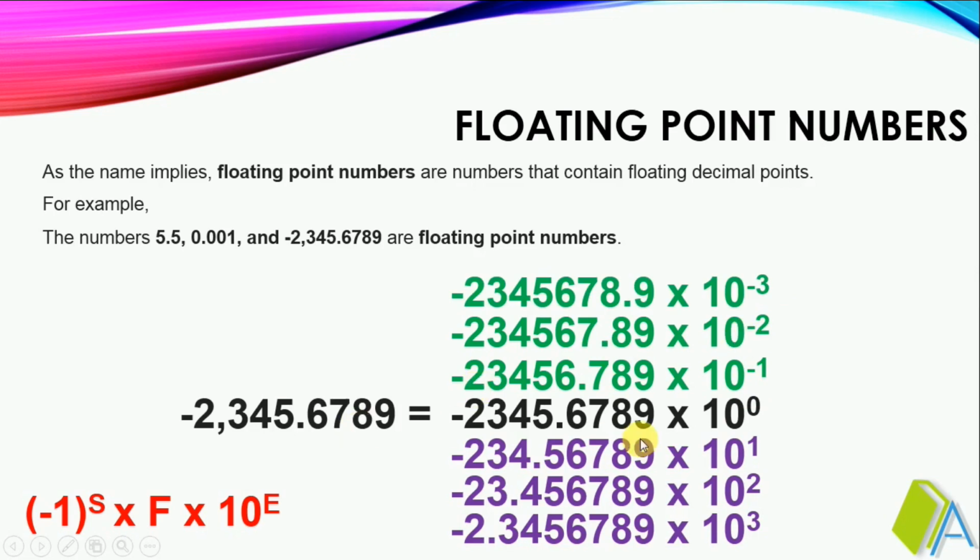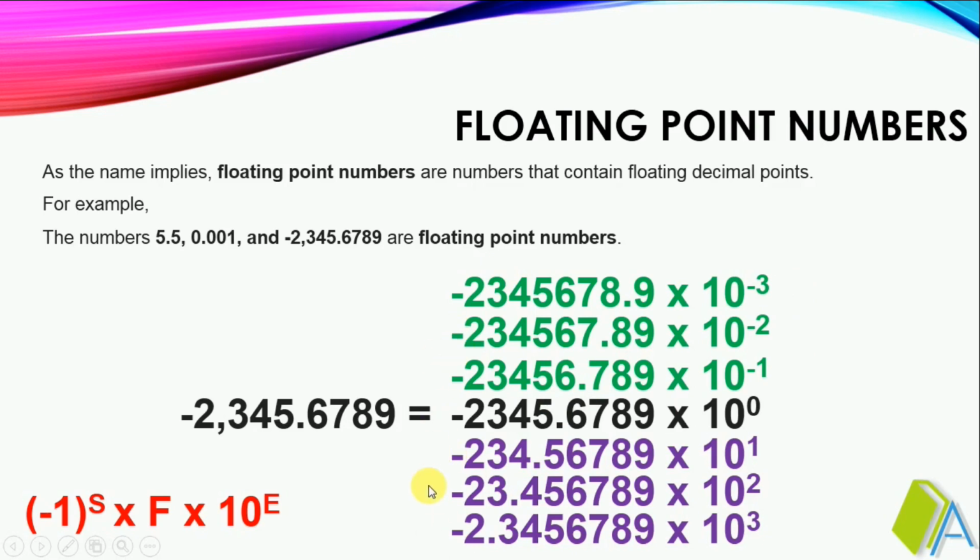This thing you have to remember. This is the basic representation. As you shift the decimal point towards left, my exponent value gets incremented, and when I am shifting the decimal point towards right, my exponent value gets decreased. All are the correct representations.